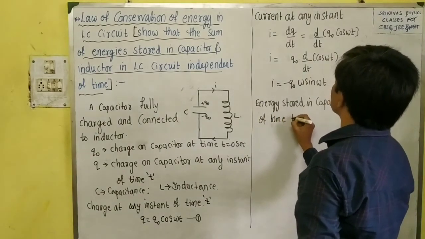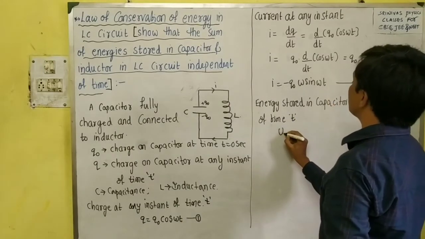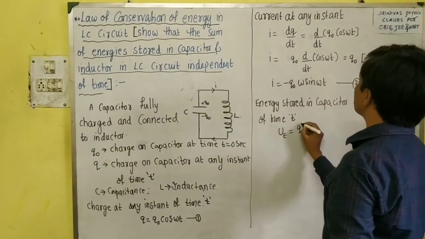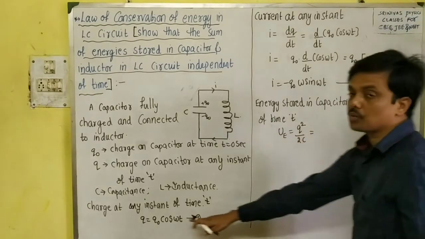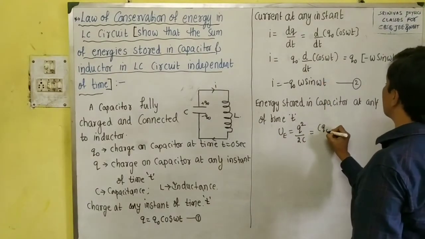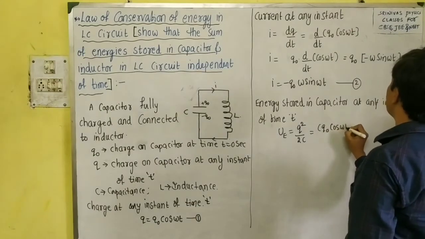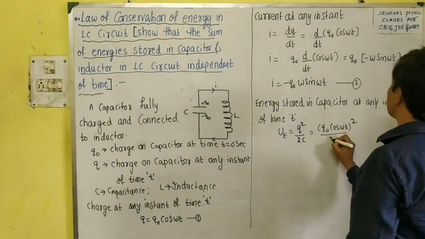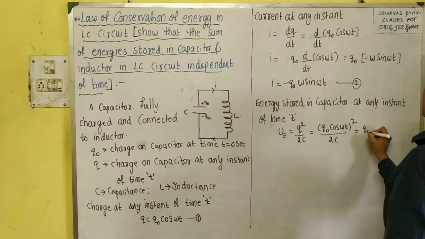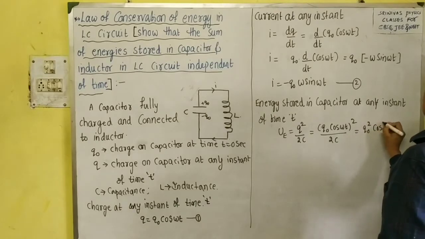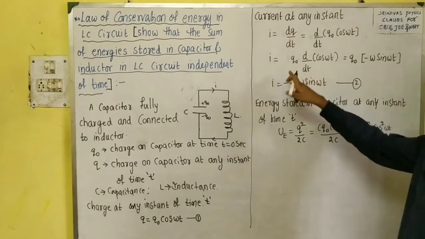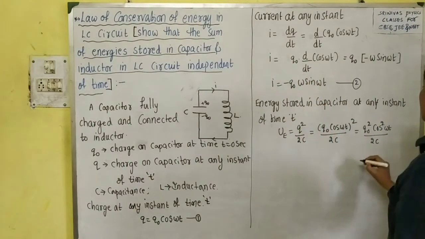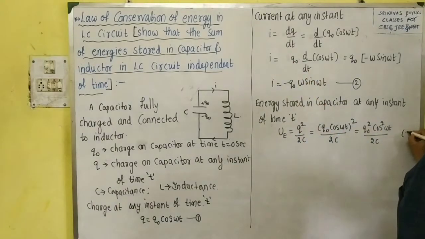That is UE. Yes, it is Q square by 2C. But from equation 1, we know Q is Q naught cos omega t. We write here Q naught cos omega t whole square by 2C, which we write as Q naught square cos square omega t by 2C. Okay, then we can continue. And this is from equation 1.